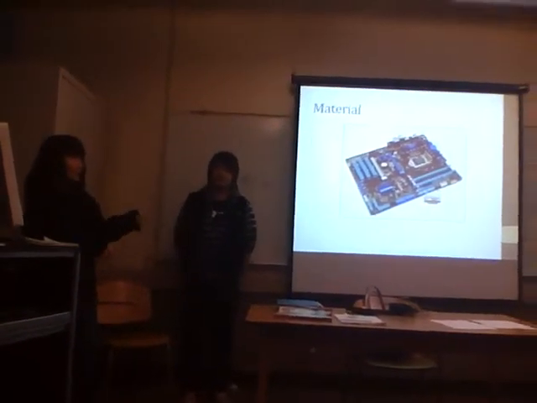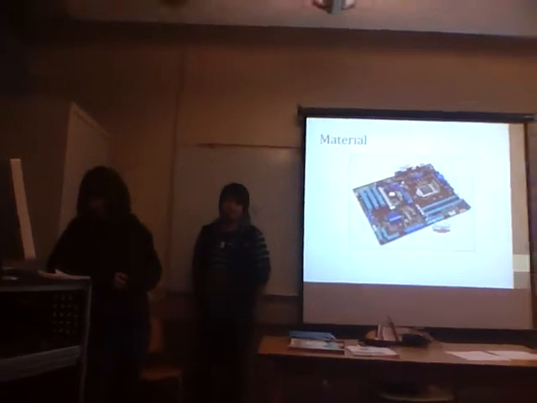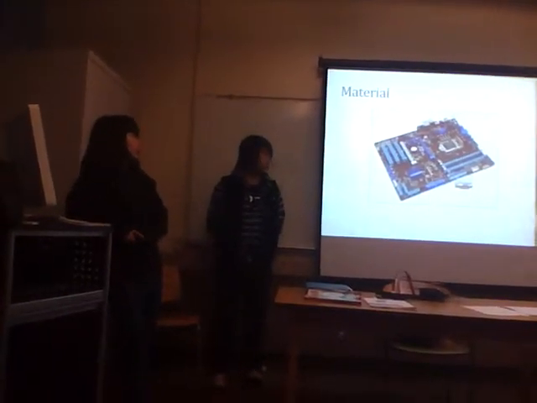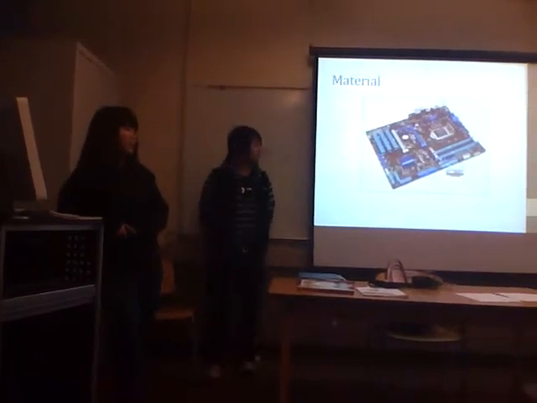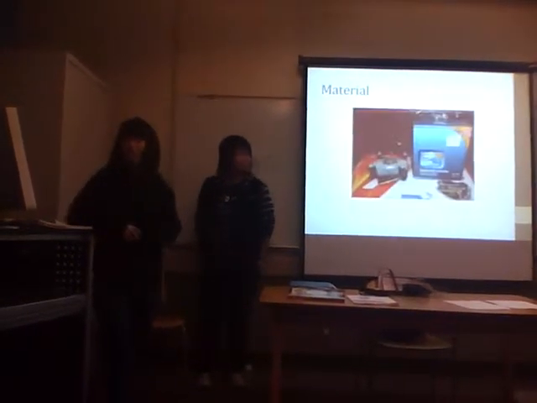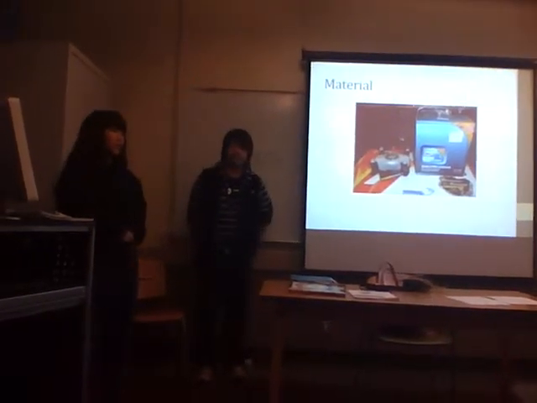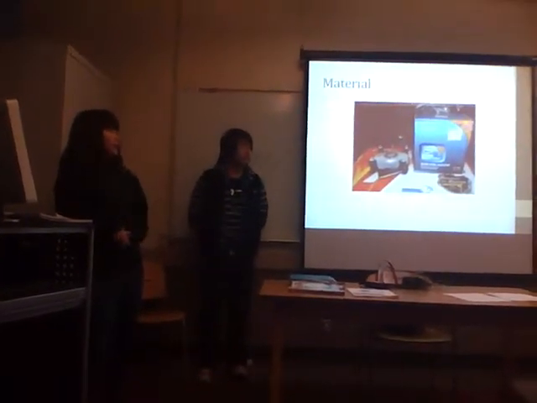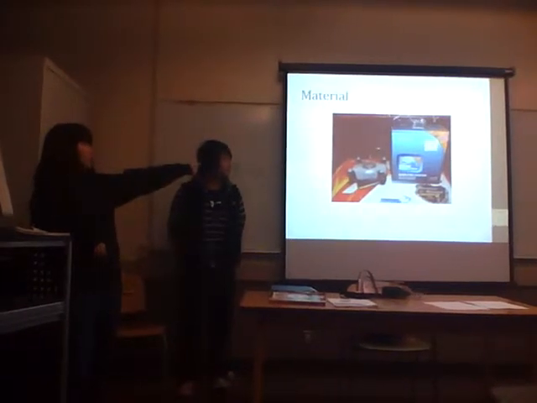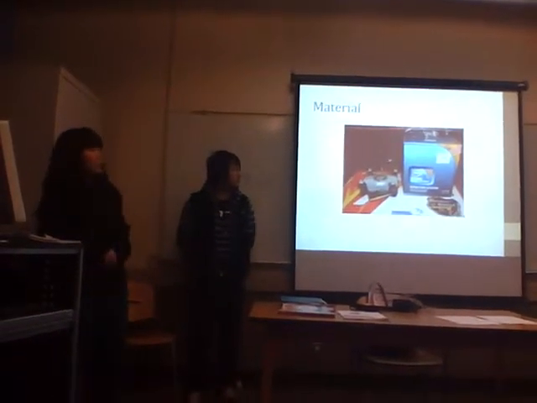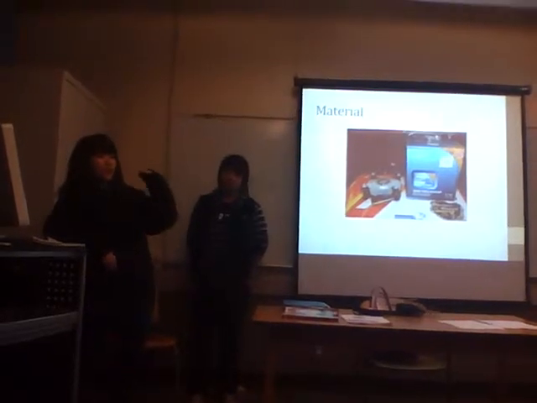And this is the motherboard. This helps the CPU pass its orders to every part of the computer. And this is the CPU. It's like the brain of the computer. It gives orders to every part, and this is a fan that cools the computer when its temperature gets hot.